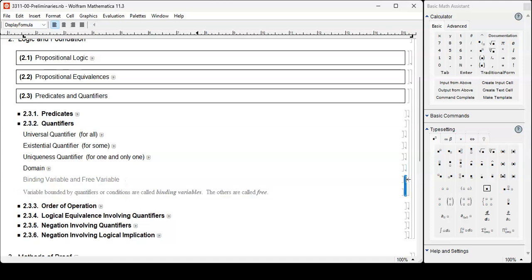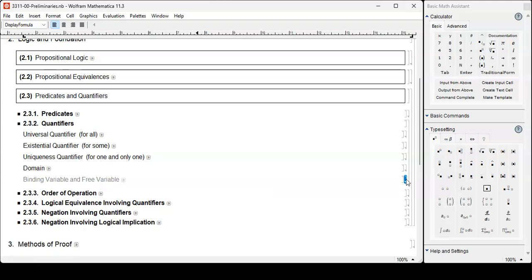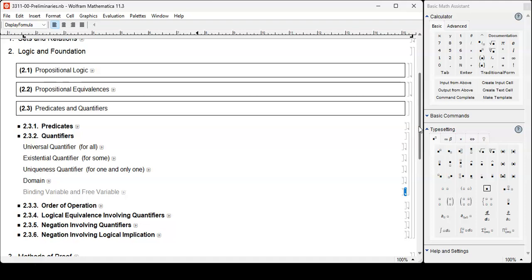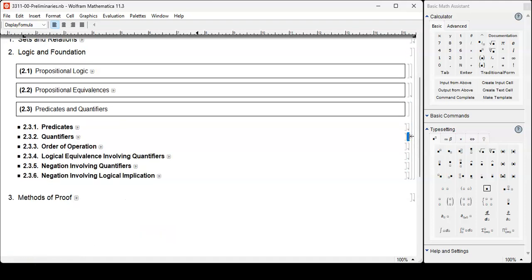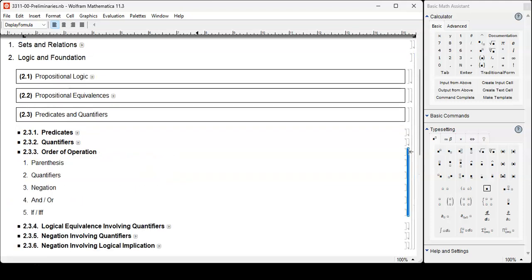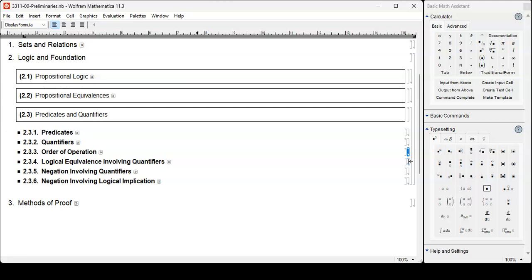And then there's some further terminology, binding variable versus free variable. If a variable is bound by some quantifier, we call it bound variable, and otherwise free variable. I don't know whether they're going to be important in this course or actually any other math course, to tell the truth. Order of operation. Yeah, that's the order of operation. I hope everybody remembers.